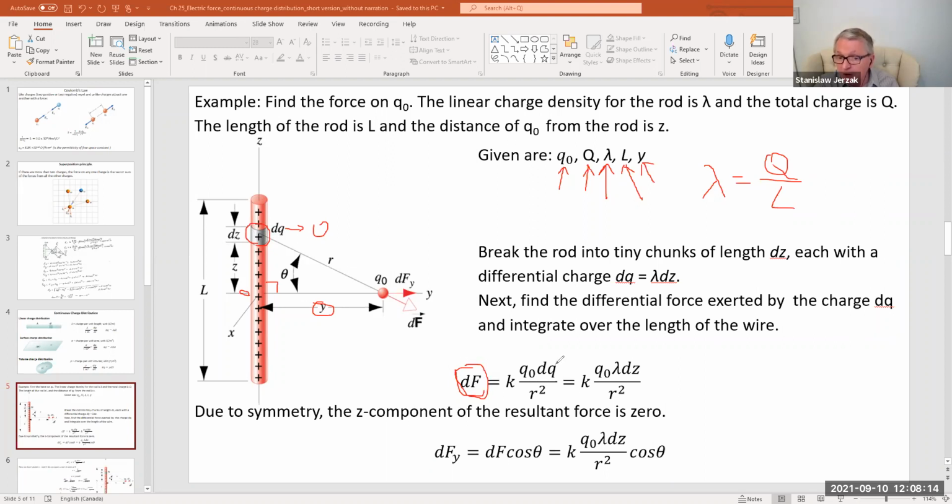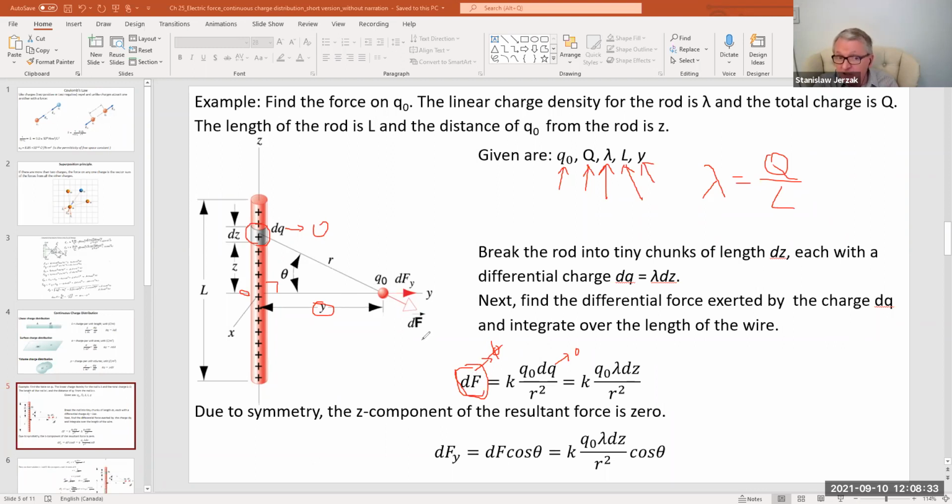If dq approaches 0, then the amount of force will approach 0 as well. It will be very tiny. It will not be 0, but it will be very tiny. That's what I want to say. It will not be equal to 0, but it will be very tiny. So that's why we call it dF.